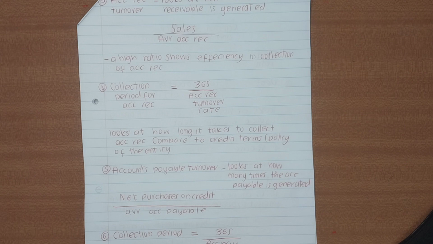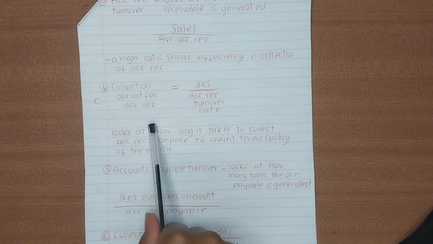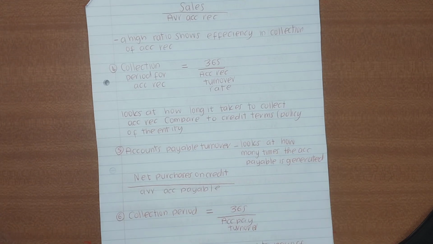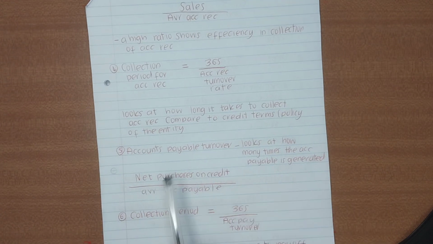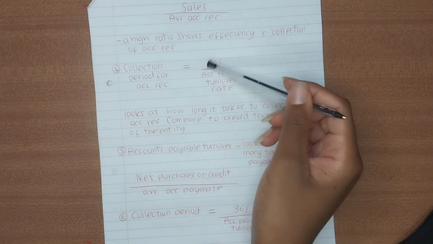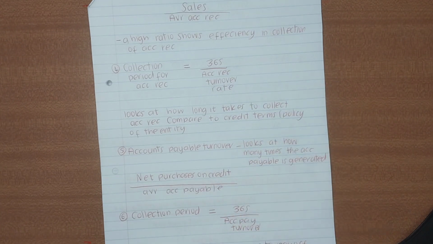And then the fourth one looks at collection, right? So collection, as the name suggests, tells us how long it takes until we actually collect the debt. This one was telling me how many times it's generated. This one is telling me how long it actually takes me to go and get back my debt. So it's going to be 365 over the accounts receivable turnover rate.